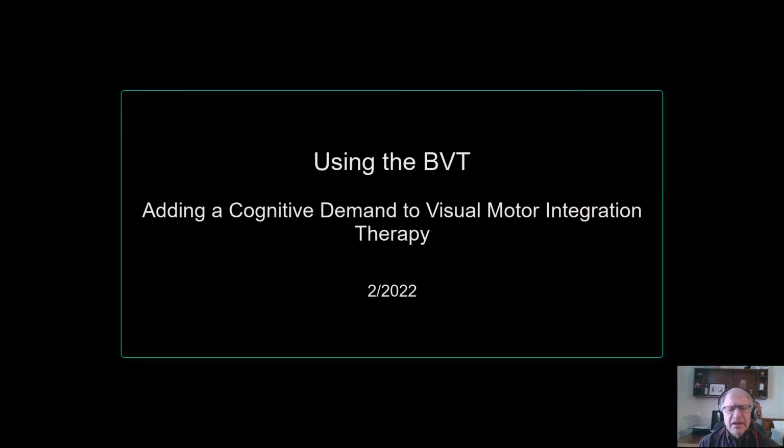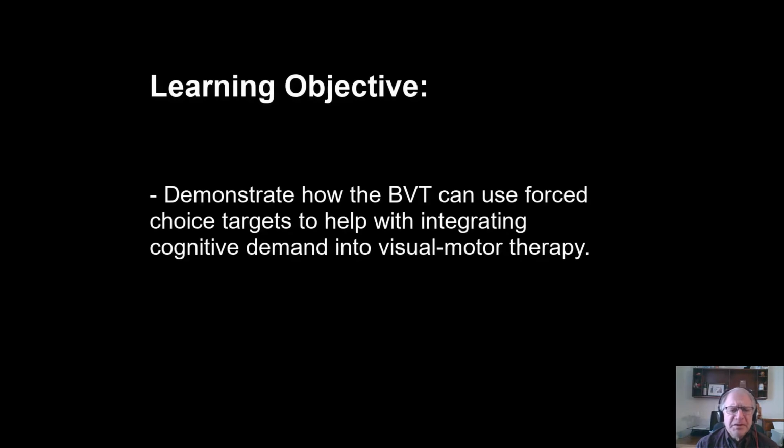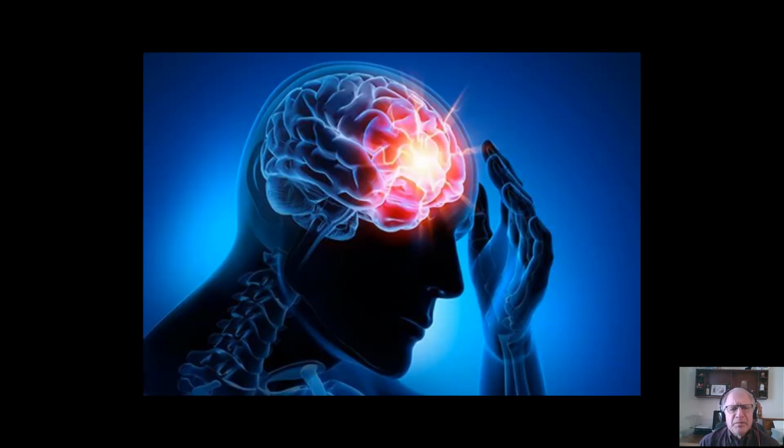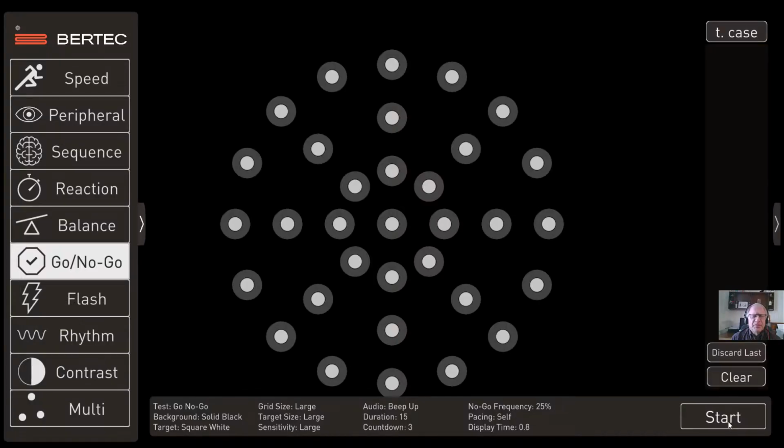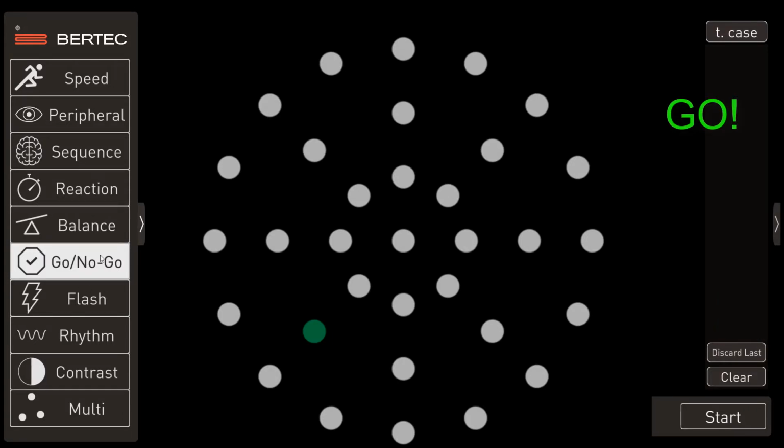We're going to bring you another video on using the BVT in a clinical setting. Today, we're going to talk about adding cognitive demand to visual motor integration. The learning objective is to demonstrate how the BVT can be used to help with this. As you know, most traumatic brain injuries often affect processing speed and cognitive abilities. You add more cognitive demand, it makes the world tougher for them. So we want to use the BVT Go No-Go module to build upon those skills that we've developed and rehabbed in the speed module. The object will be for the patient to touch the green dots and avoid the red dots.